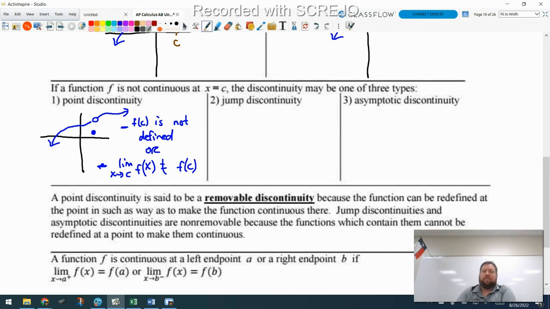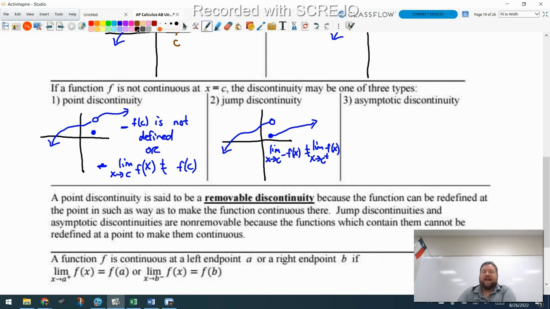All right, second one is a jump discontinuity. Just like it sounds, the graph jumps from one section to another. So this is where you might have a graph going to an open circle like that, and then maybe the closed circle is in another location like that. This one is pretty much exclusively going to be the limit as x approaches c from the left of f of x does not equal the limit as x approaches c from the right of f of x. And what that means is the limit does not exist. So that breaks our second rule.